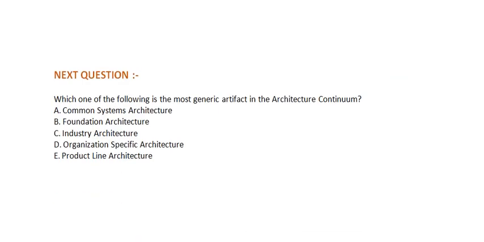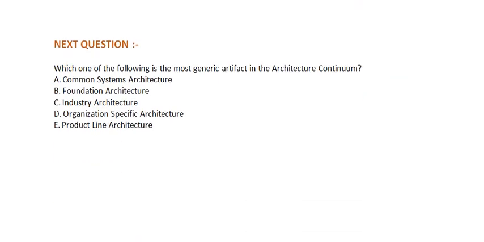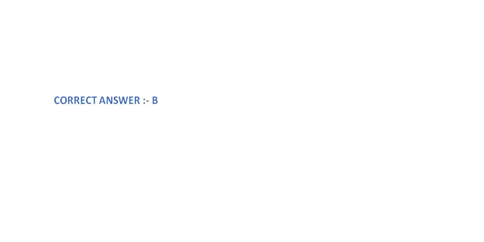Next question is, which one of the following is the most generic artifact in the architecture continuum? Option A, common systems architecture. Option B, foundation architecture. Option C, industry architecture. Option D, organization specific architecture. And option E, product line architecture. And the correct answer is option B.